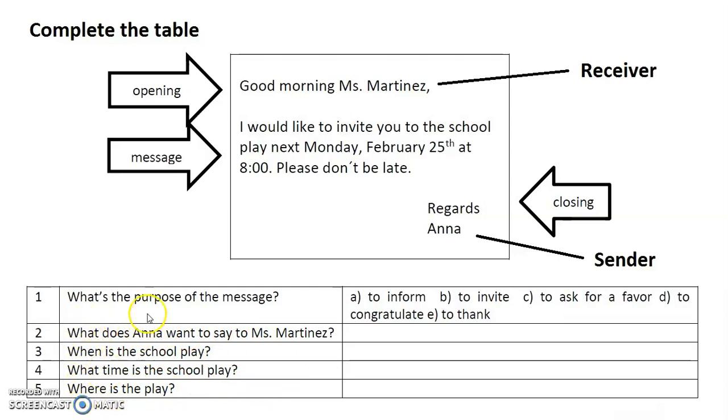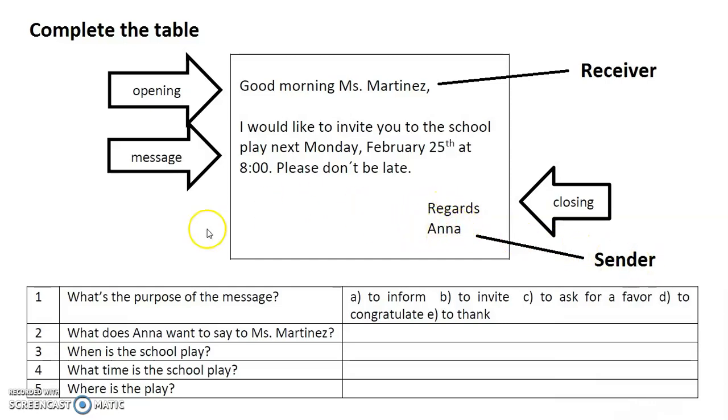The message says here in the opening like this. Good morning, Miss Martinez. Miss Martinez is the receiver. La señorita Martinez. The message. I would like to invite you to the school play next Monday, February 25th at 8 p.m. or 8 a.m. We're not sure. Please don't be late. The closing with the sender name. Regards, Hannah, or Anna in this case.